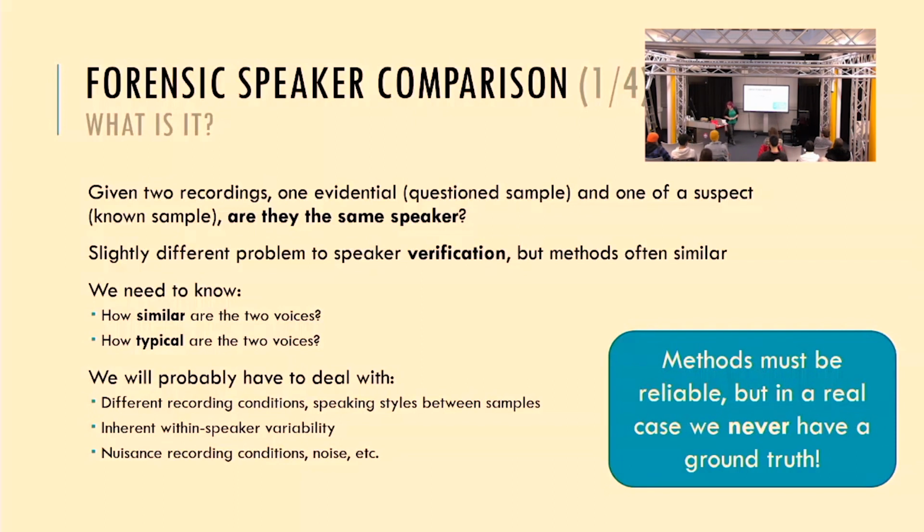Very importantly, in real forensic data, we never actually have a ground truth, right? We have the outcome of the court case and we assume, unless there's been a miscarriage of justice, that the person who was accused is the person who did it, but we don't actually know that ever.